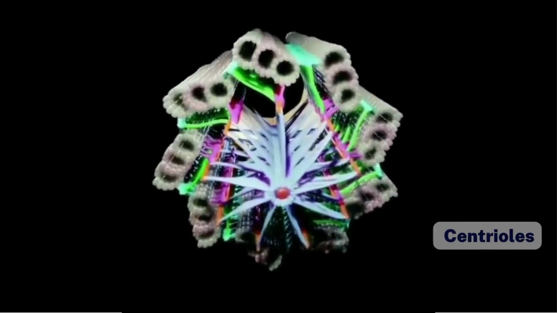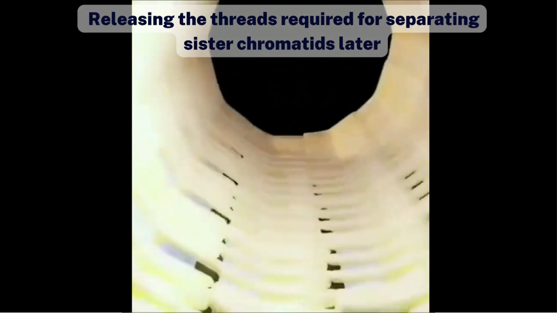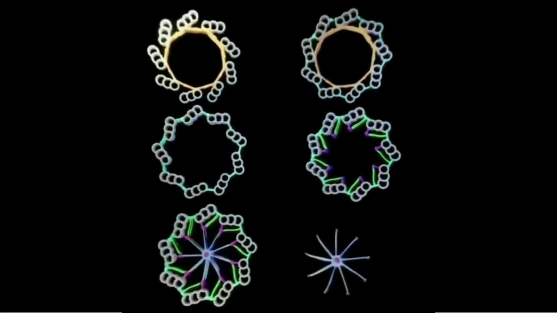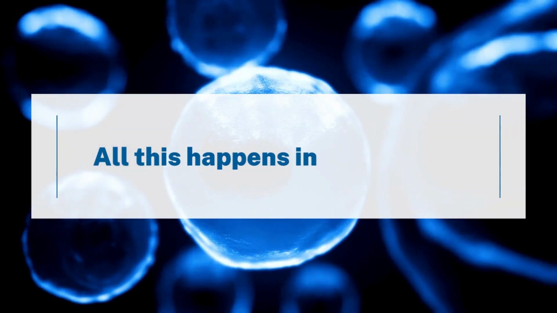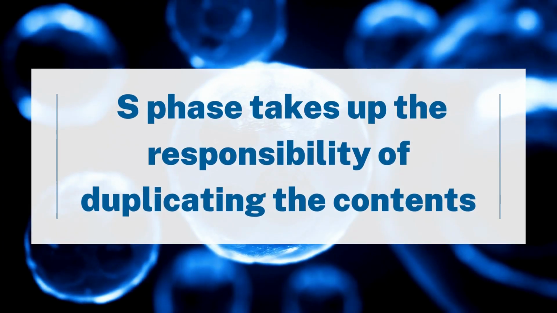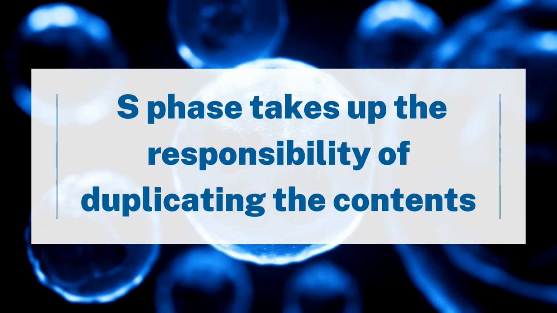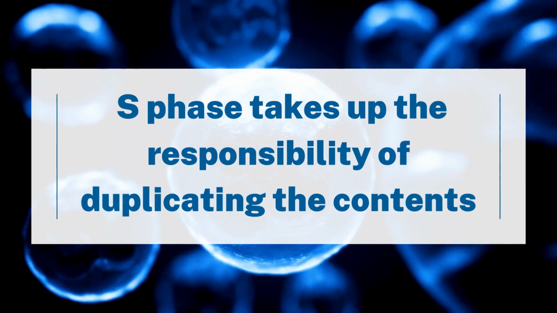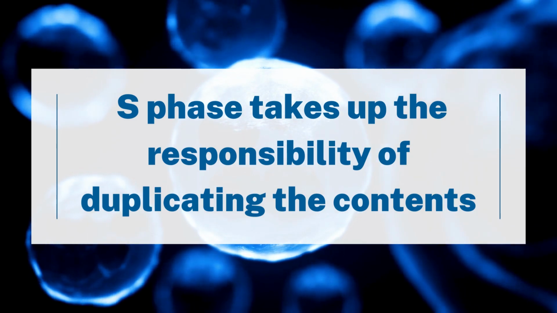The centrosome contains smaller organelles called centrioles, made up of microtubules, which help in releasing the threads required for separating sister chromatids later. We will have a detailed look at this process in our upcoming videos. For now, all we need to know is that these threads are important for cell division, and for this reason duplication of the bundle containing these threads is also important. All this happens in the S phase, so the S phase takes up the responsibility of duplicating the contents inside the nucleus and the centrosome present in the cytoplasm.